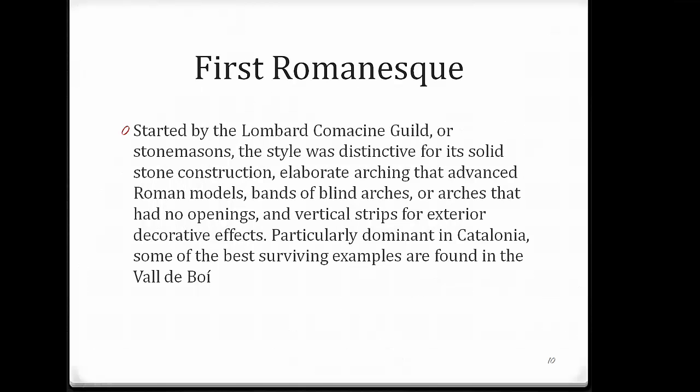Started by Lombard commercial guilds of stonemasons, the style was distinctive for its solid stone construction, elaborate arching that advanced Roman models, bands of blind arches, or arches that had no openings, and vertical strips for exterior decorative effects. Particularly dominant in Catalonia, some of the best surviving examples are found in the Vall de Boí.